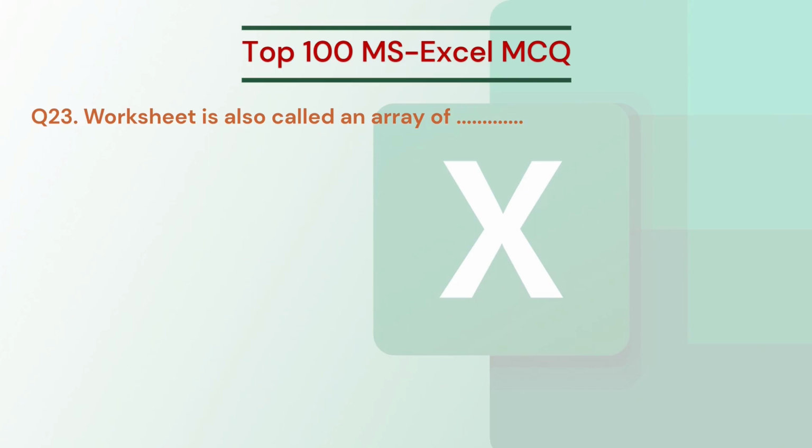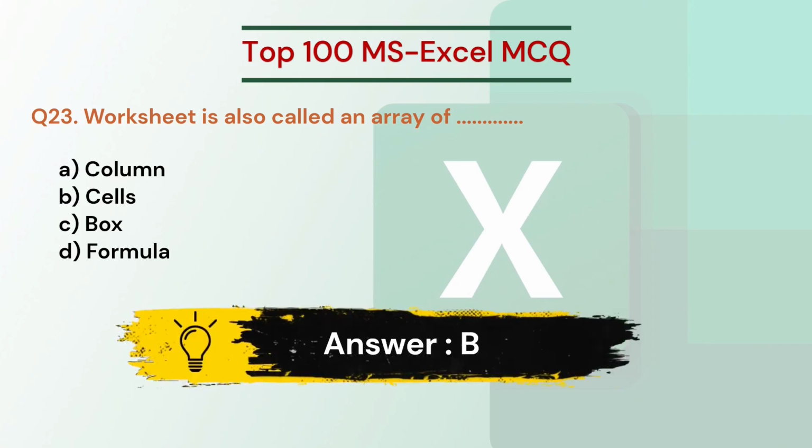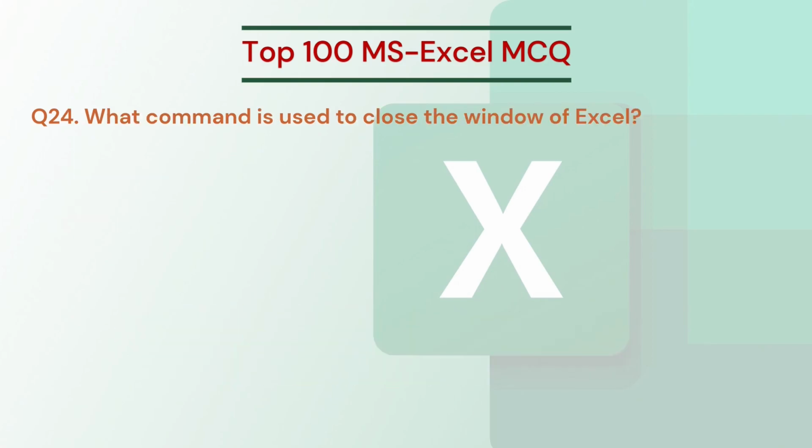A worksheet is also called an array of dash. A. Column. B. Cell. C. Box. D. Formula. Correct answer is B. Cells.